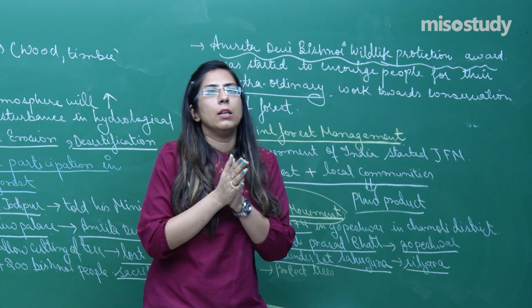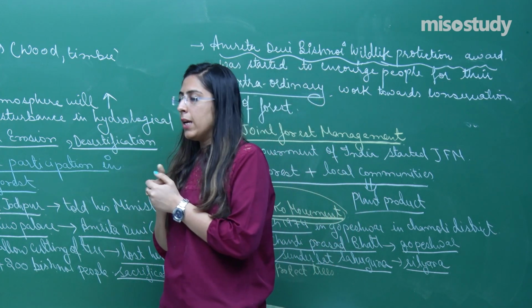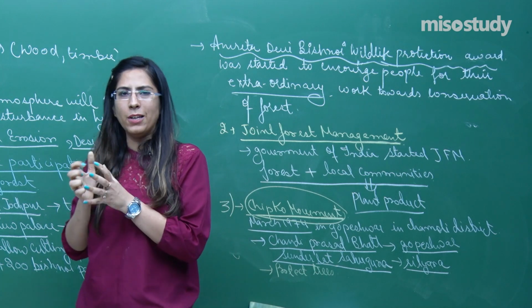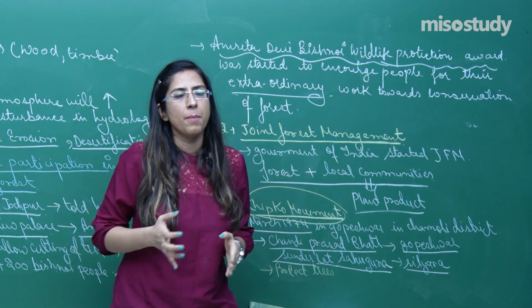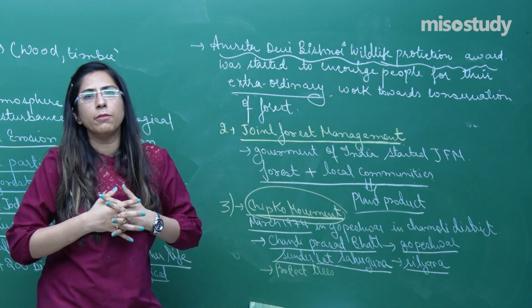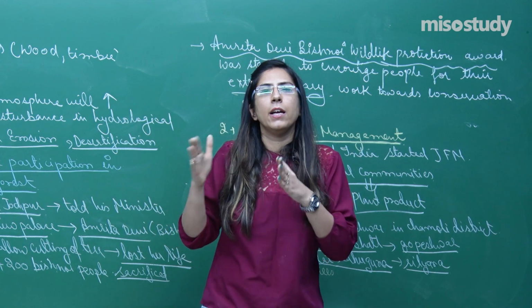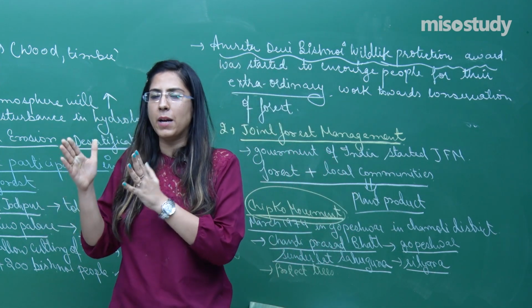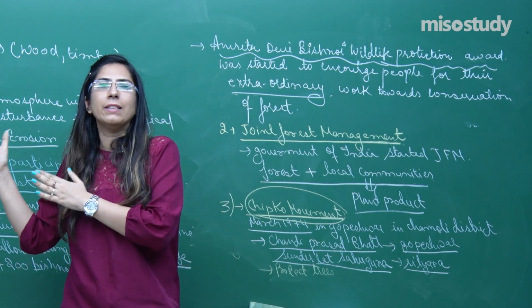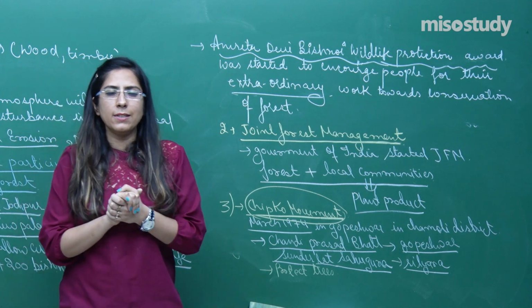Like this, we also have reforestation policies. In the reforestation policies, we have to plant more and more trees. Even in that, Van Mahotsav is celebrated. In Van Mahotsav, every year, every government agency and every private company has to plant different trees in 2 months of the year. So this is reforestation.